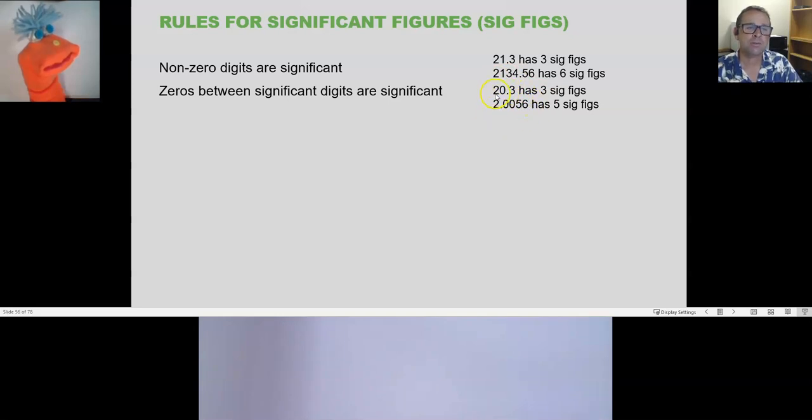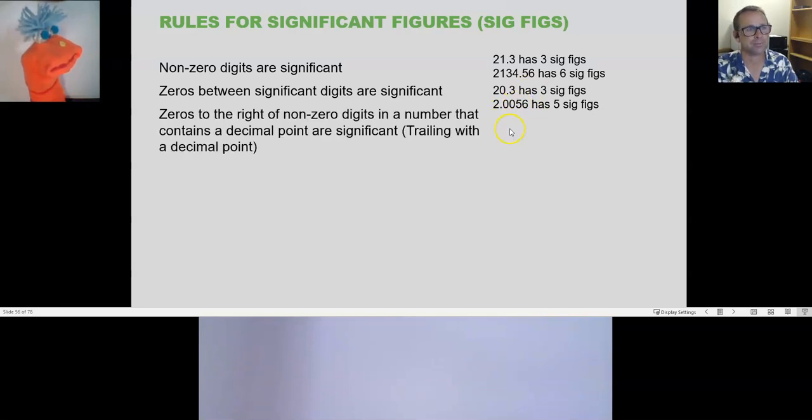How many of these values in the scenario 2.0056, how many of these values are an estimate, Fred? Just the last one's the estimate. That's right. So the 2, the 0, and the 5 were something that the person who was making the measurement knew because of the device that they were using. But this 6 was an estimate.